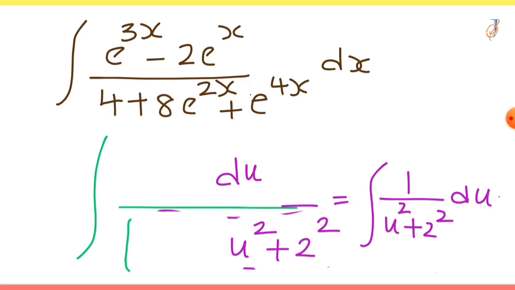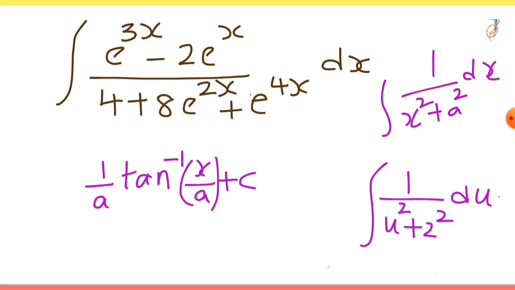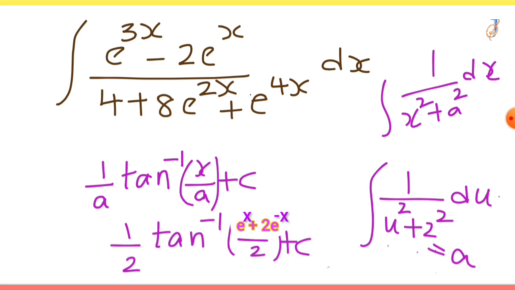It is in the form of integral 1 over x raised to the power of 2 plus a raised to the power of 2 dx. The formula is 1 over a tan inverse of x over a plus c. If you remember, then you can directly write the formula. Suppose you forget this formula, how can you find this? I will show you now.